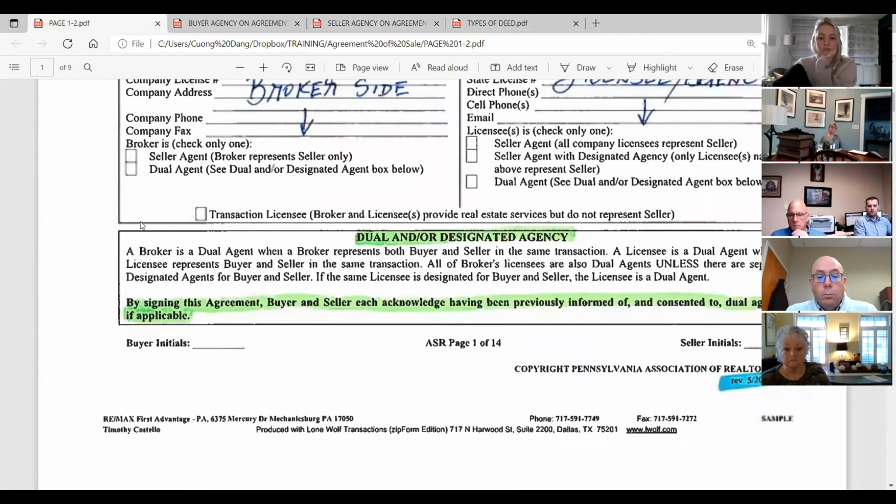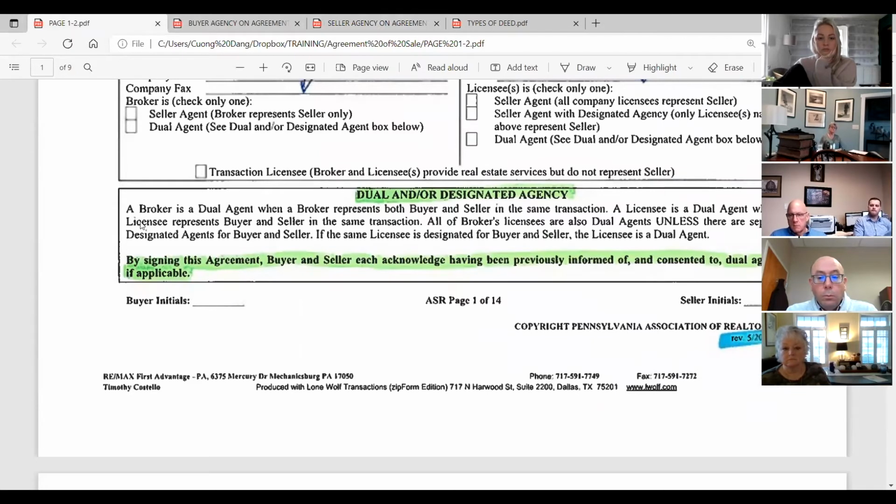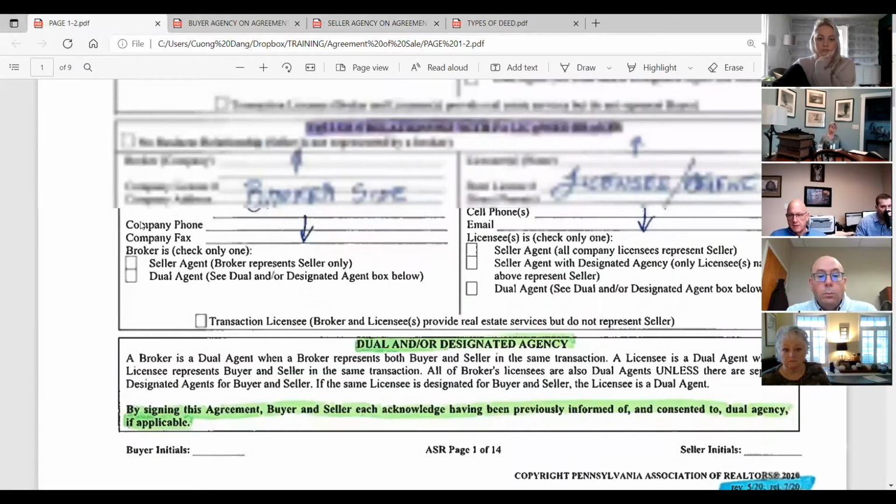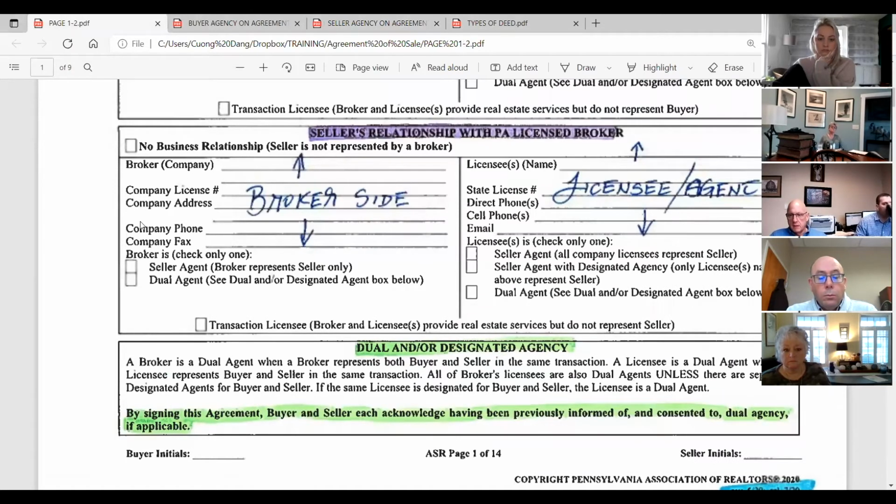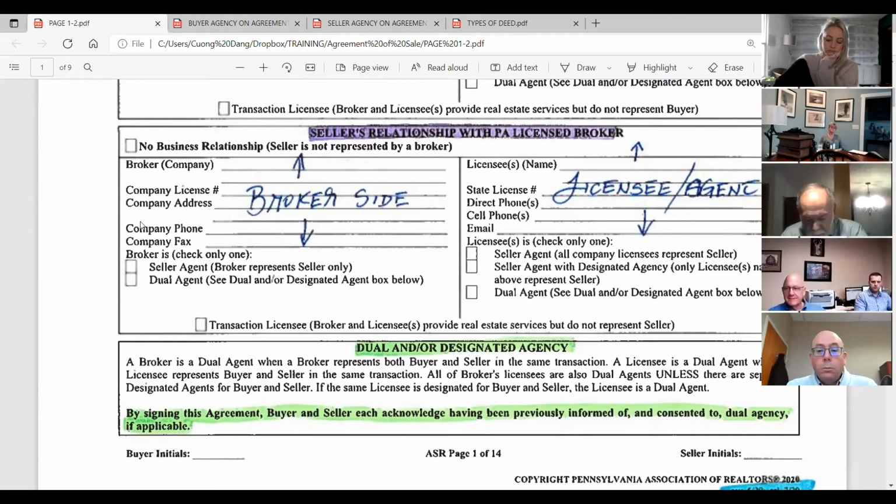All right. Moving on. Before you move past page 1, let's discuss the box that you didn't go over. The transaction licensee. Does anybody want to explain to me what transaction licensee means? I believe that there's no representation. You're just writing up the contract, because I've gotten a phone call about that one.